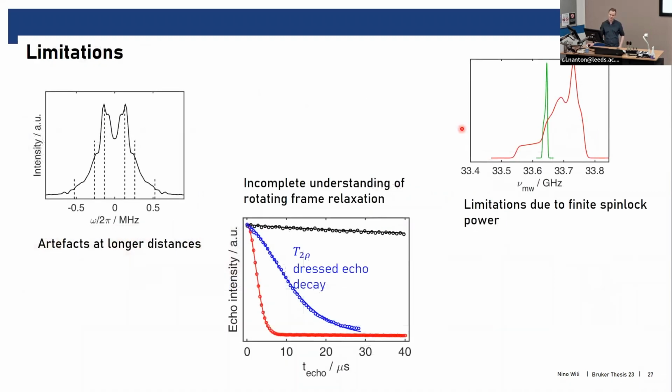It has some limitations. At longer distances, you get some artifacts in there. I think I know why, but I don't know how to solve it yet. We didn't really understand this rotating frame relaxation, because there's a T1 rho, a T2 rho, and so on, and I'm not really sure what it actually means exactly. So this is something we have to get into a bit. And also, this will never work for nitroxides. You have to be able to spin lock the whole thing, and I don't think that will ever work for nitroxides. But if you could do it with trityls, it might be that at some point we get much longer distances.